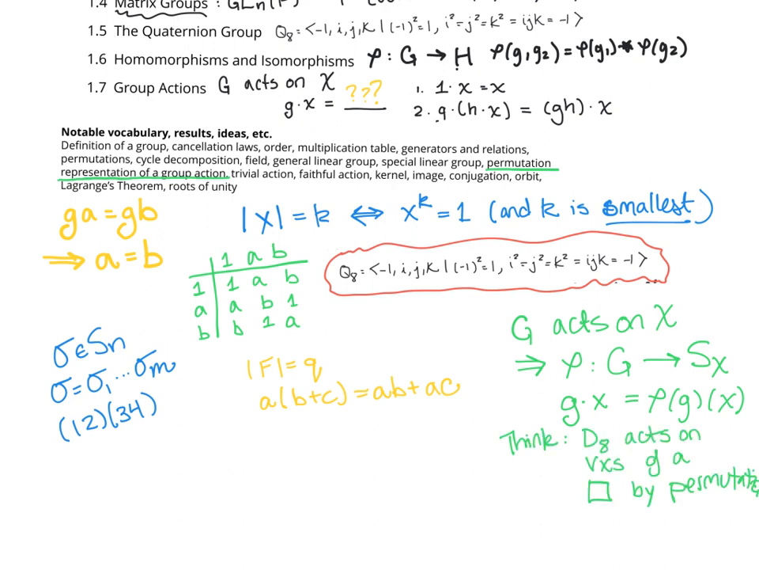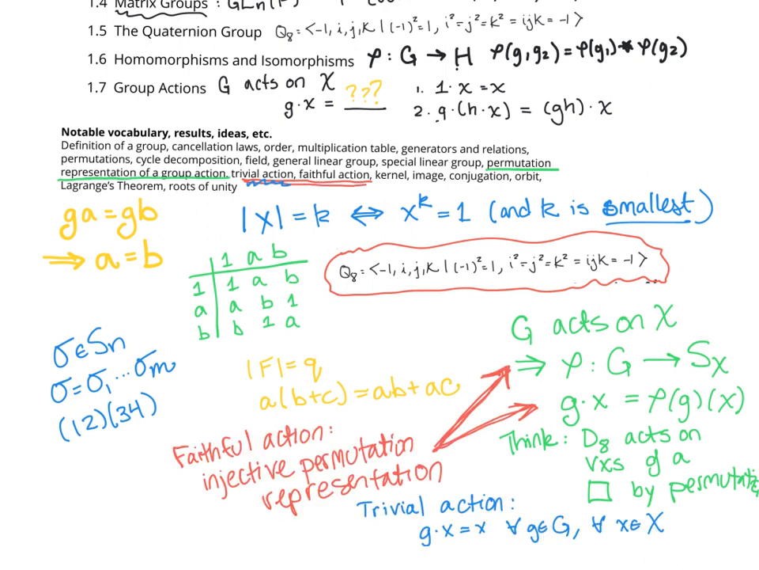We can determine if an action is trivial, right? It doesn't change anything. We can determine if an action is faithful, that is, distinct elements induce distinct actions. We can look at the kernel or the image of a homomorphism, or even the kernel of a group action, right? Everything that gets sent to the identity. Conjugation, we love conjugation. We do this all the time. G inverse: just sandwich your element or your set or whatever with an element on one side and its inverse on the other side.